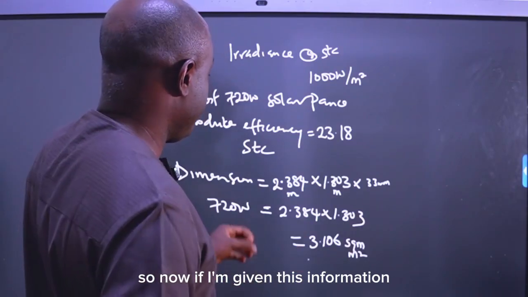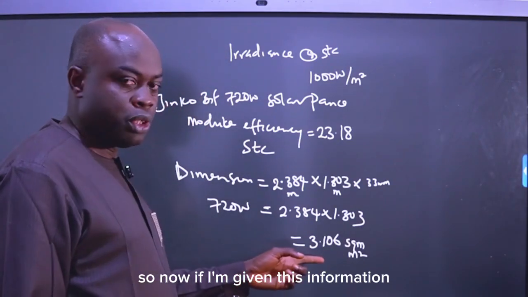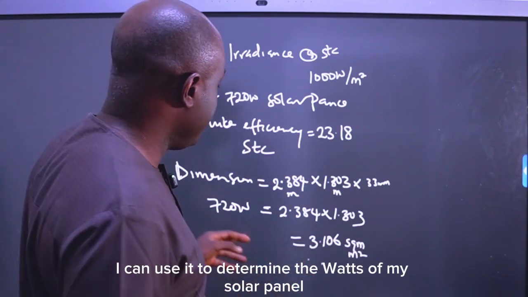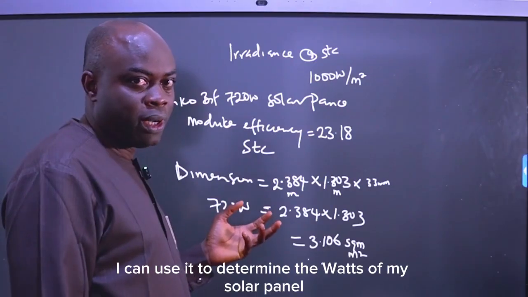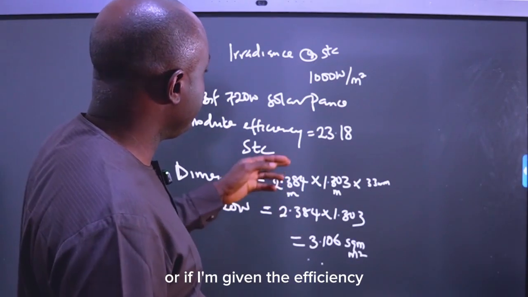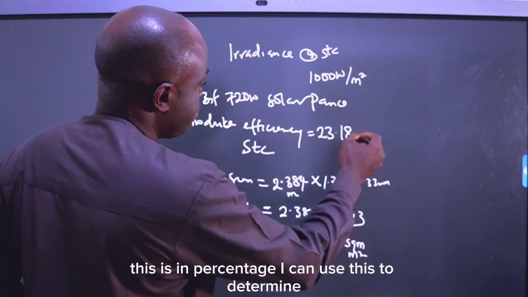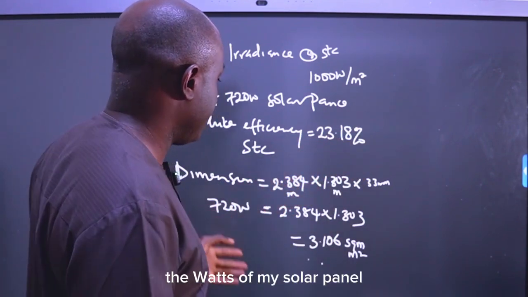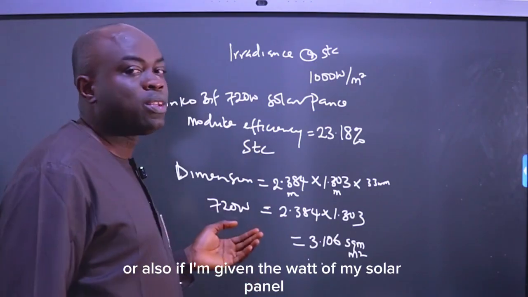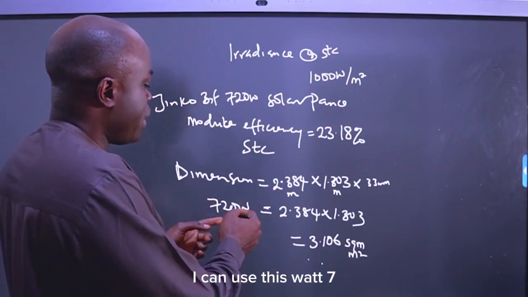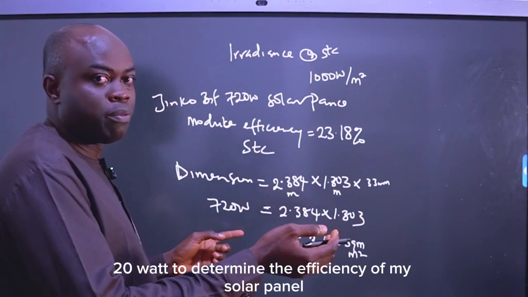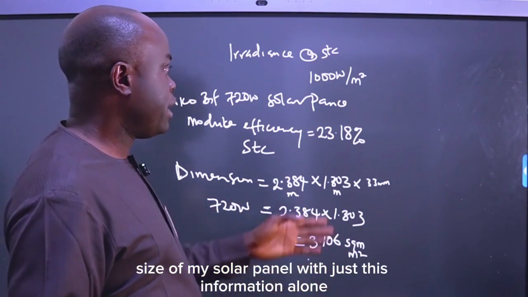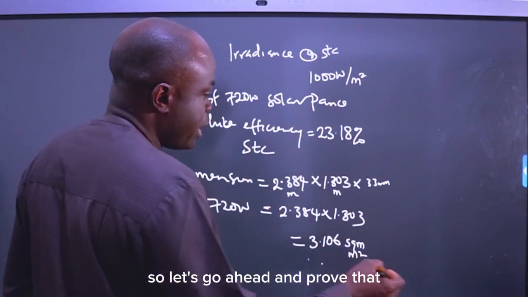So now, if I'm given this information, this 3.106, I can use it to determine the watts of my solar panel. Or if I'm given the efficiency, this is in percentage, I can use this to determine the watts of my solar panel. Or also, if I'm given the watt of my solar panel, I can use this 720 watts to determine the efficiency of my solar panel. I can also use it to determine the size of my solar panel with just this information alone. So let's go ahead and prove that.